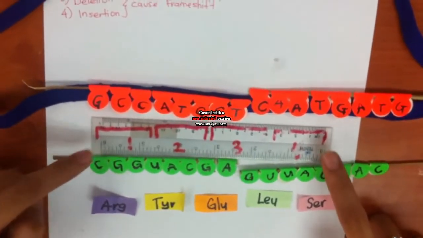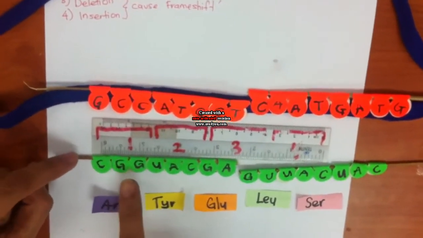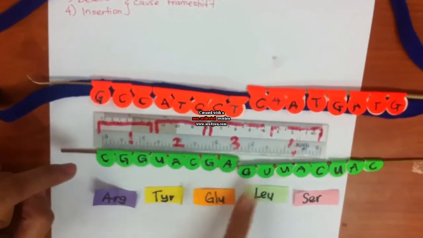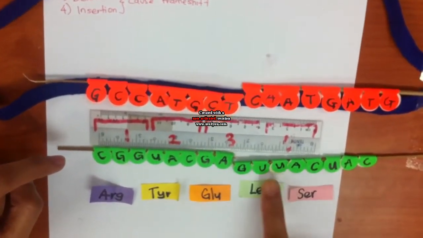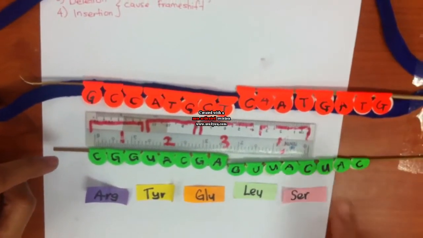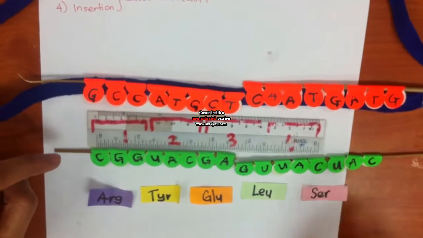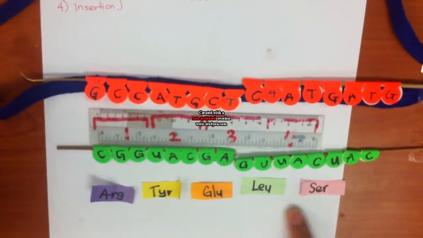This mRNA will undergo translation where the first codon CGG will produce arginine. Second codon UAC, tyrosine, GAG, glutamic acid, and UUA, leucine, and for example, CUA is serine. Okay. This is the normal polypeptide chain.